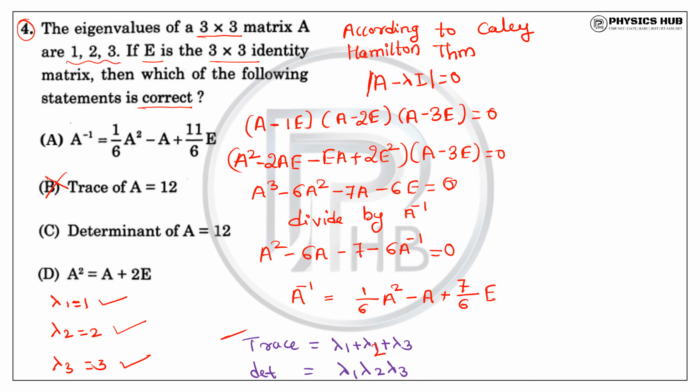Next we know that determinant is equal to lambda 1 into lambda 2 into lambda 3, that is product of eigenvalues. The product of eigenvalues results 6. So option C is also wrong. So according to Cayley-Hamilton theorem, determinant of A minus lambda I is equal to 0. Here I is the identity matrix, but in the question they mentioned E as the identity matrix. Just substitute these values in this equation and multiply by A inverse. So we will get A inverse is equal to 1 by 6 (A square minus 6A plus 11 E). That is option A is the correct answer.